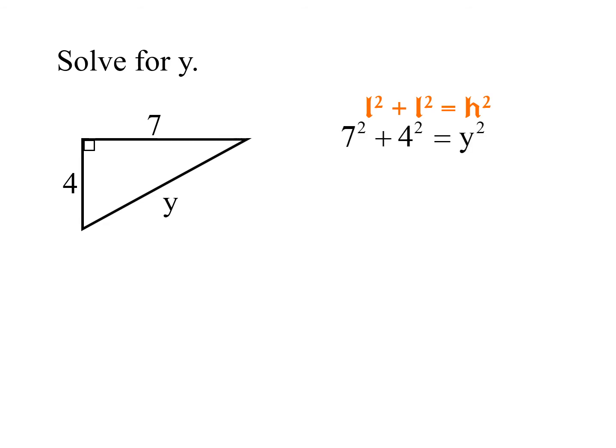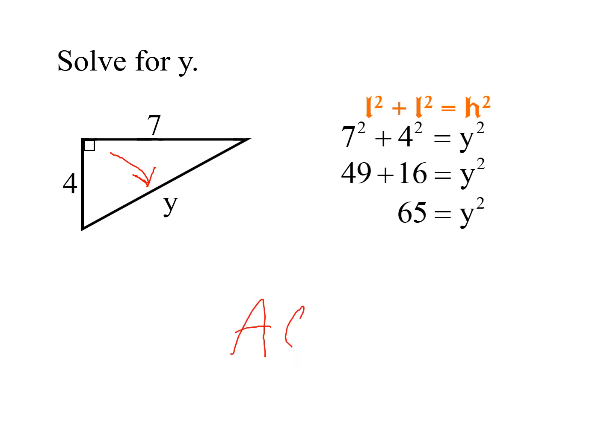The 4 and the 7 are the legs. The y is the hypotenuse, across from the right angle. And then plug it in. Now this time, the square root of 65, you can do it a couple different ways. There's an ACT way, and then there's an everyday way with the decimal.